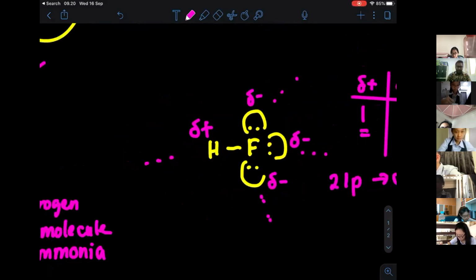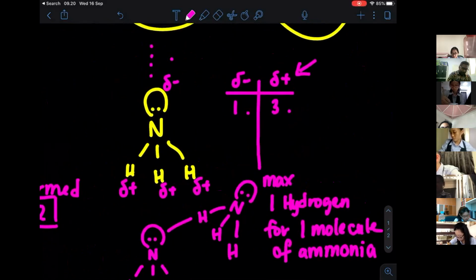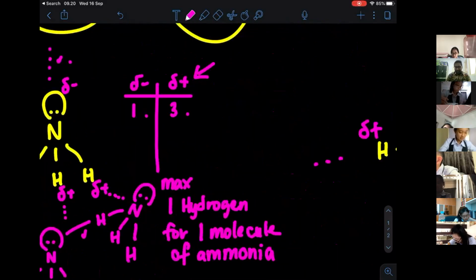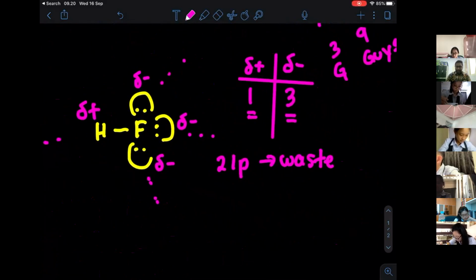Similar to here, according to its capacity you can have 4 bonds also, but they don't utilize all because of a lack of lone pair. So only one will be formed, only one per one molecule. So how many hydrogen bonds can they form? Again, for one molecule of HF, you only have one hydrogen bond.